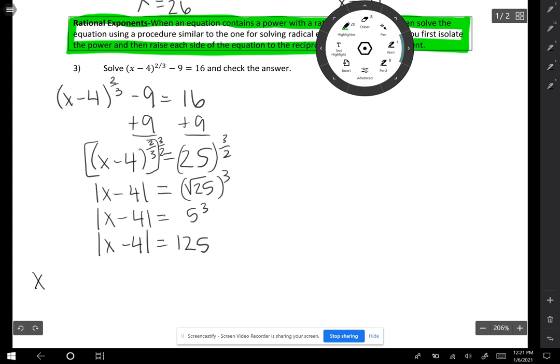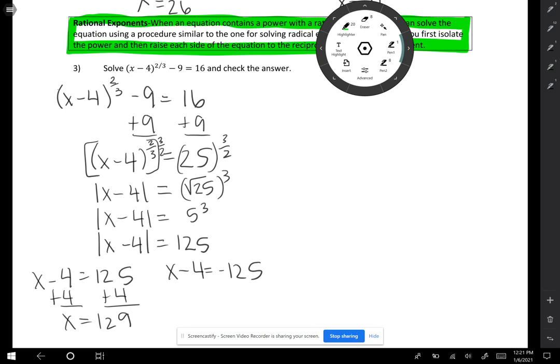So now we will split it up. x minus 4 equals 125. x minus 4 equals negative 125. And then we solve each. So x equals 129. x equals negative 121.